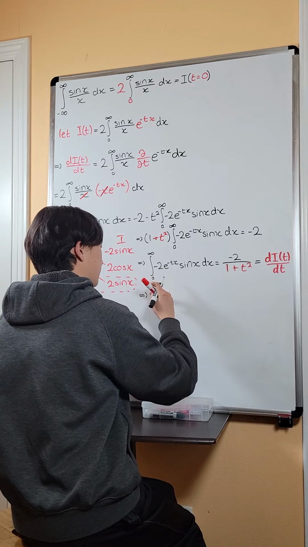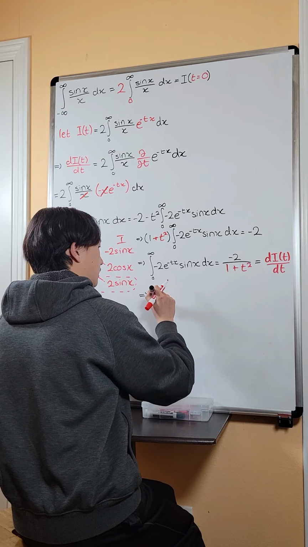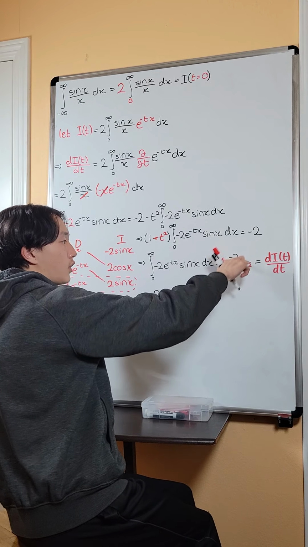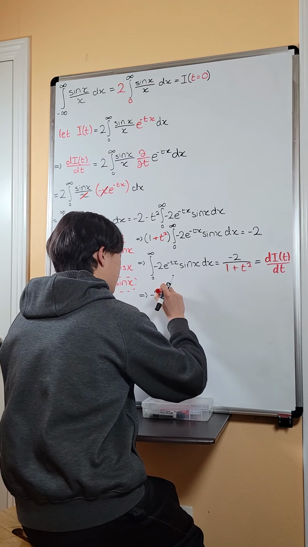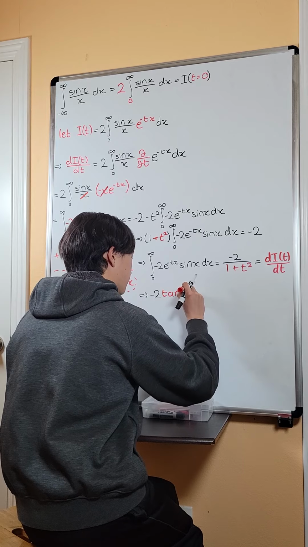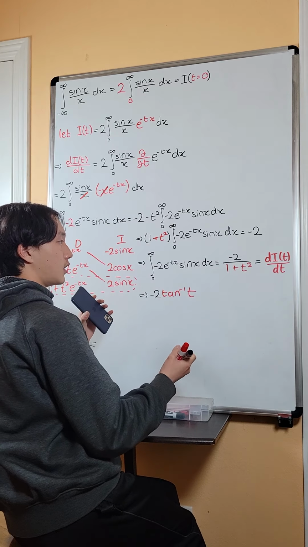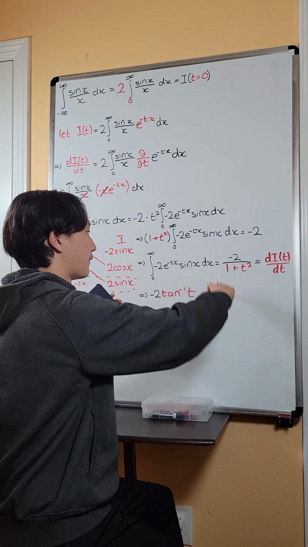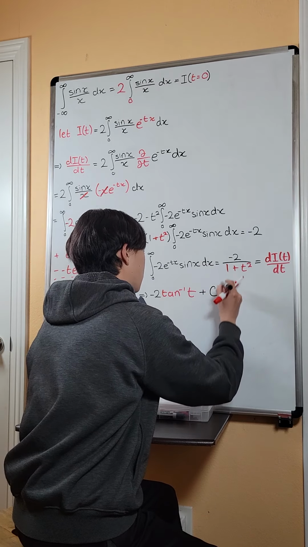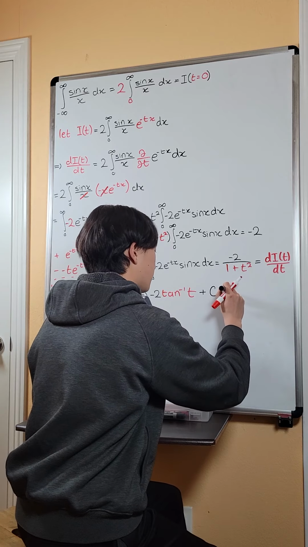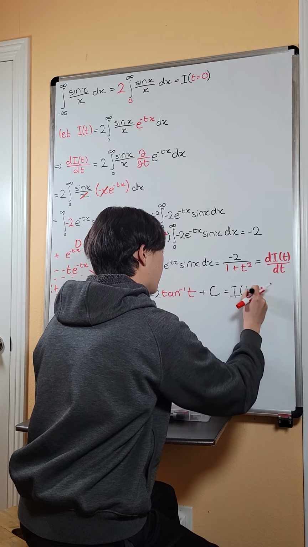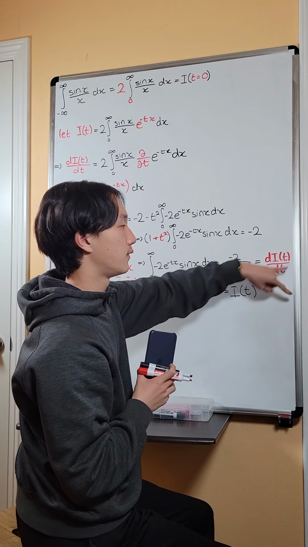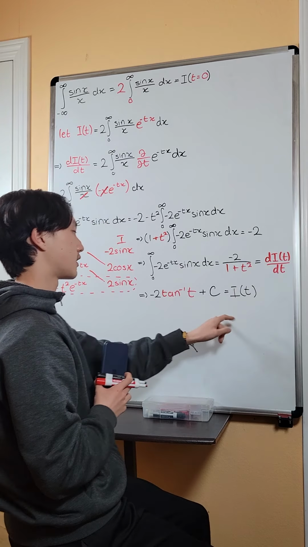Integrating the left-hand side with respect to t, you get negative 2 is just a constant. And then 1 over 1 plus t squared, obviously, is inverse tangent of t. Okay. And then, don't forget you have to add c, right? Because this is just an indefinite integral. All right, on the right-hand side, integrating, you just get simply I of t by itself, right? The integral of a derivative is just the original function by itself plus a constant.